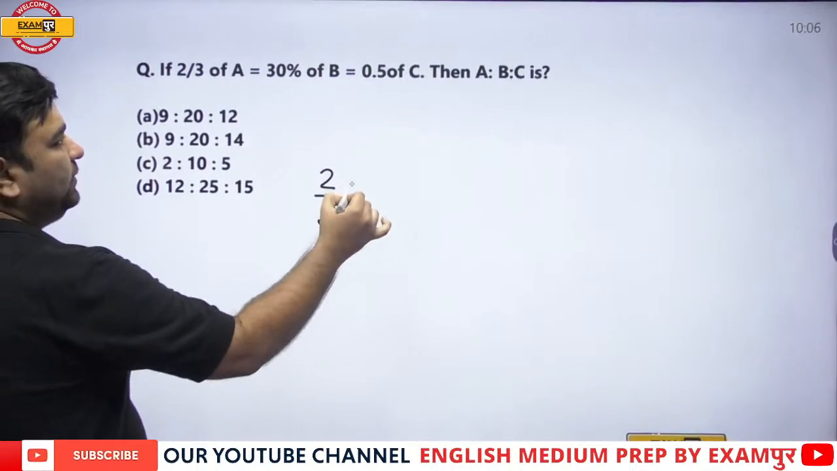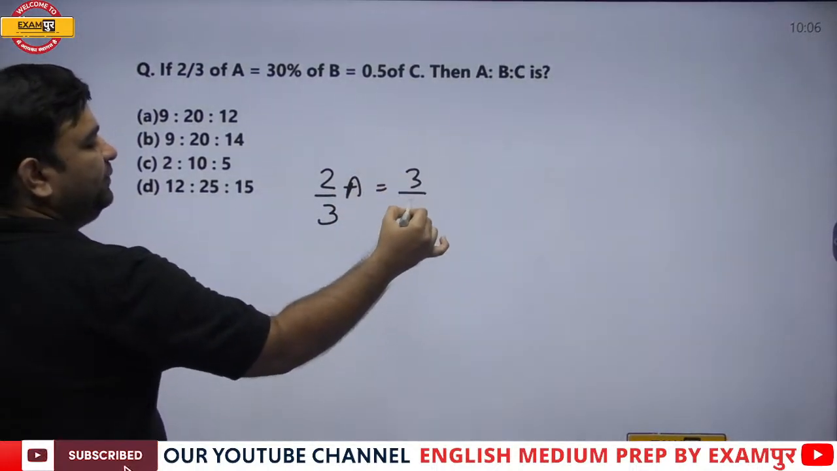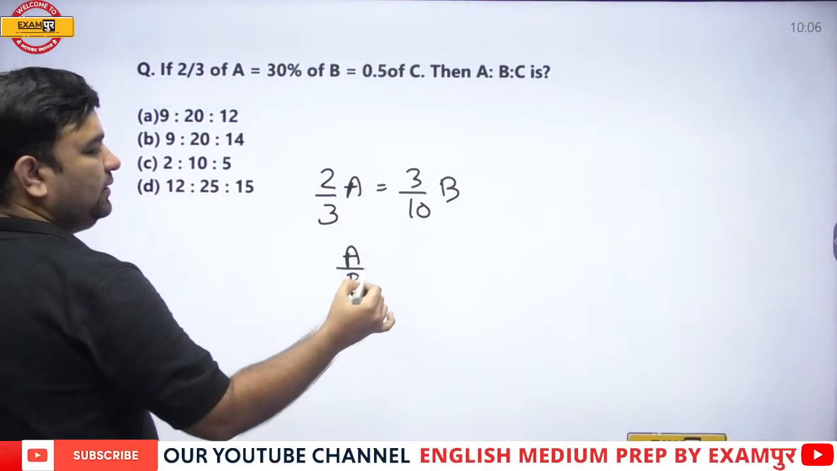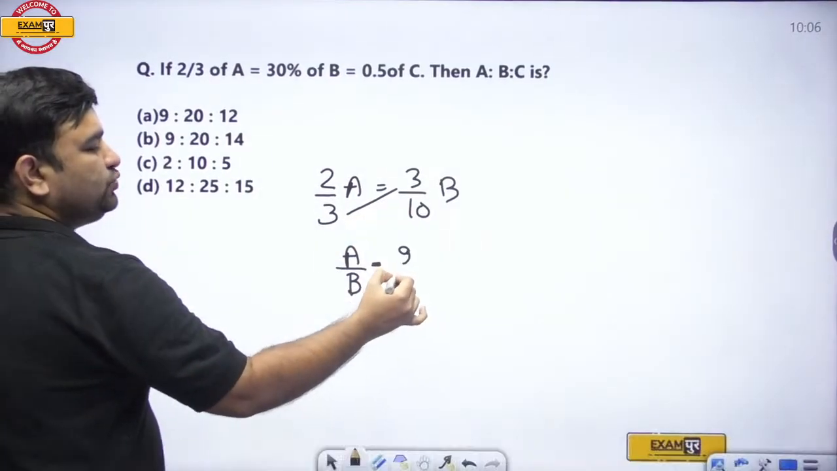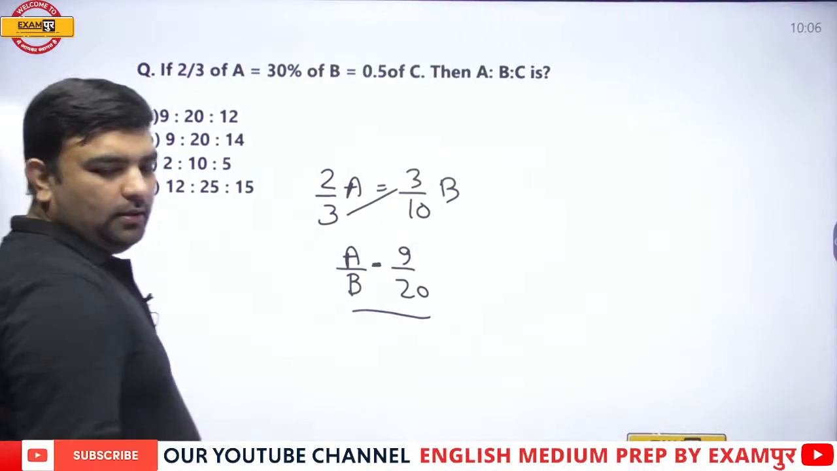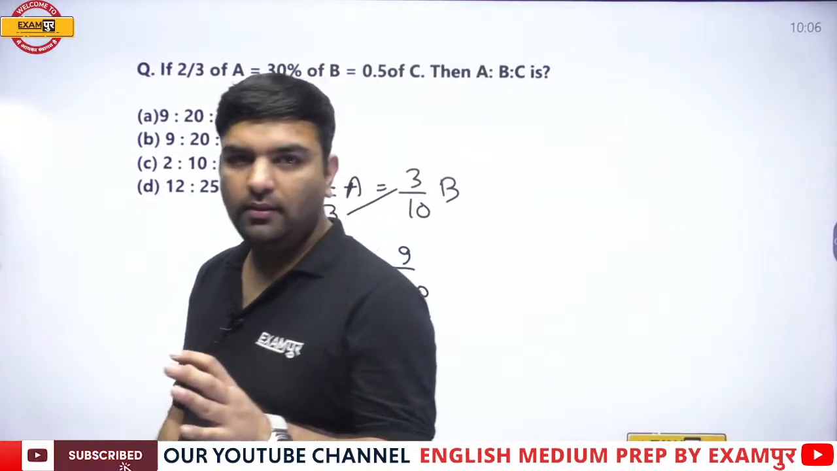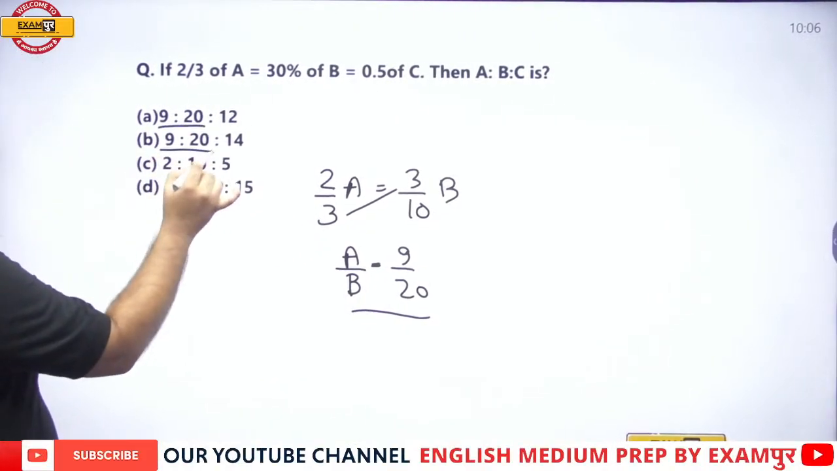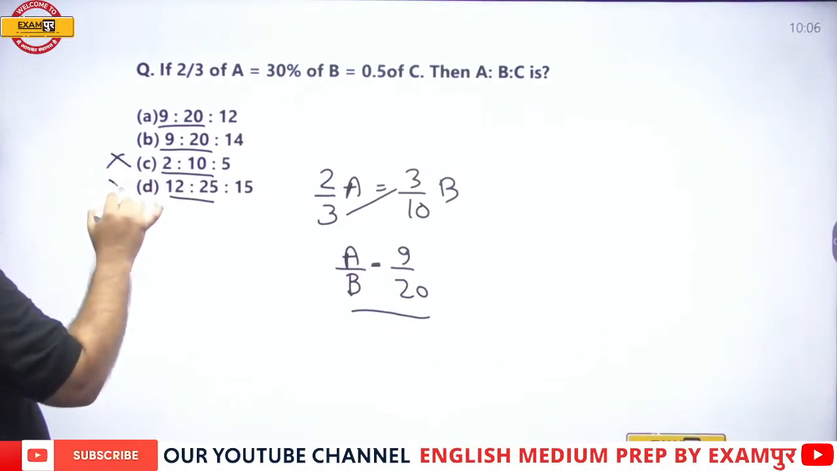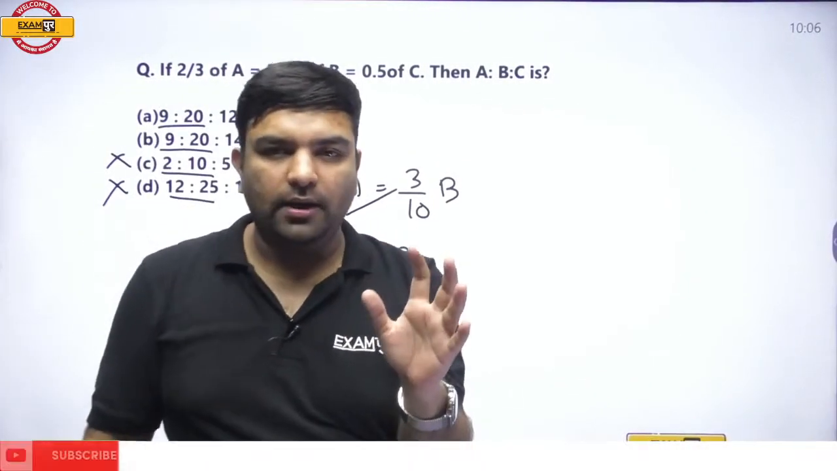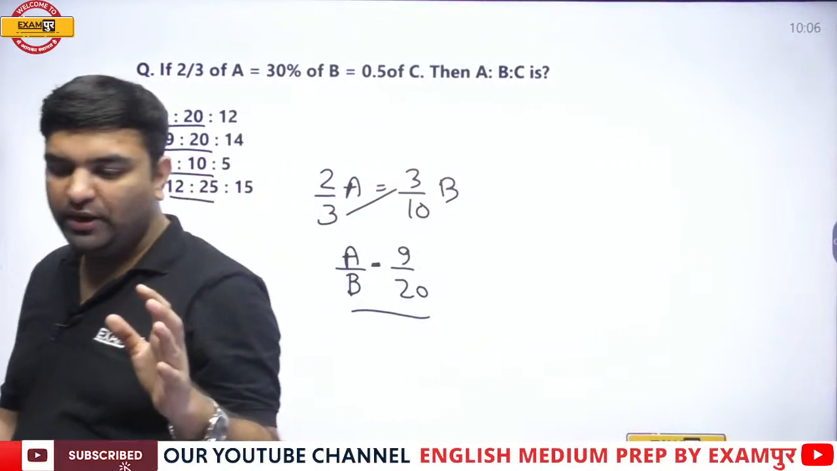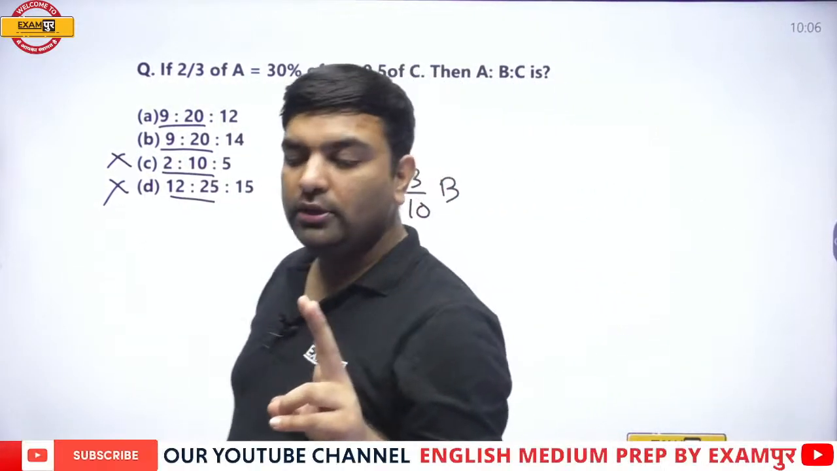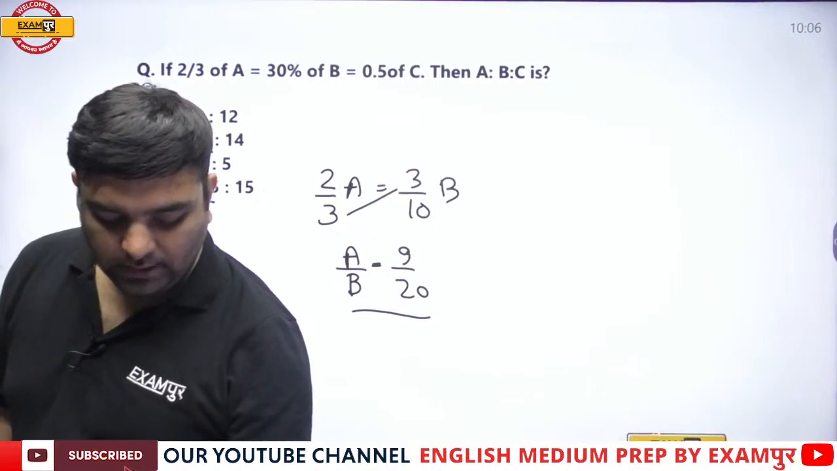2 by 3 of A, 30% is 3 by 10 of B. So A by B is 9 by 20. 9 by 20 here, 9 by 20 here, but not here, not here. Two options are gone. Only in option A and option B is 9 by 20 there. In no other option is 9 by 20 there. So one option is gone.